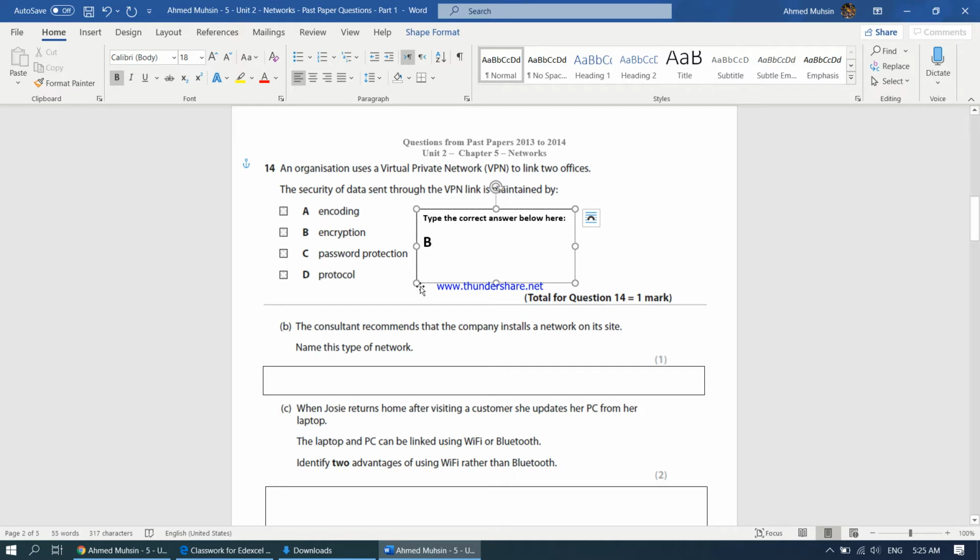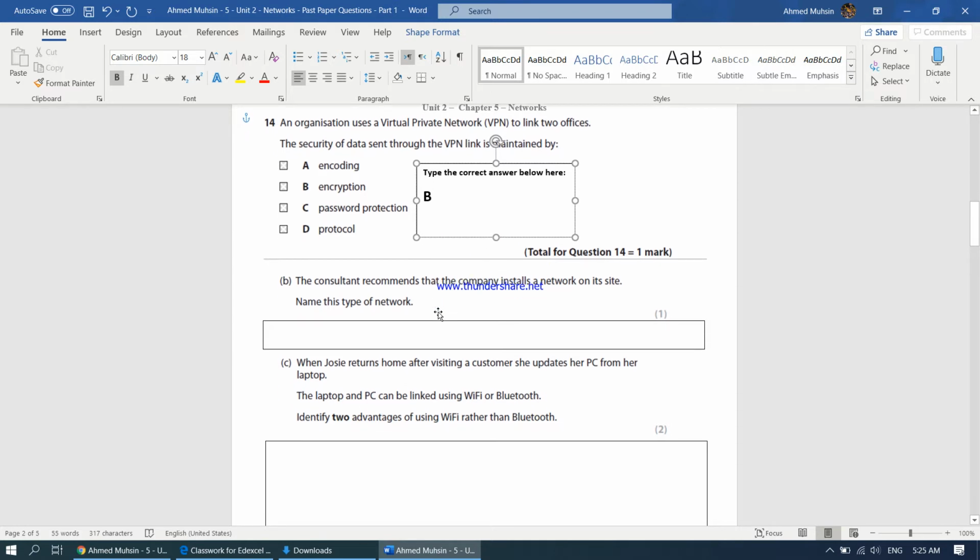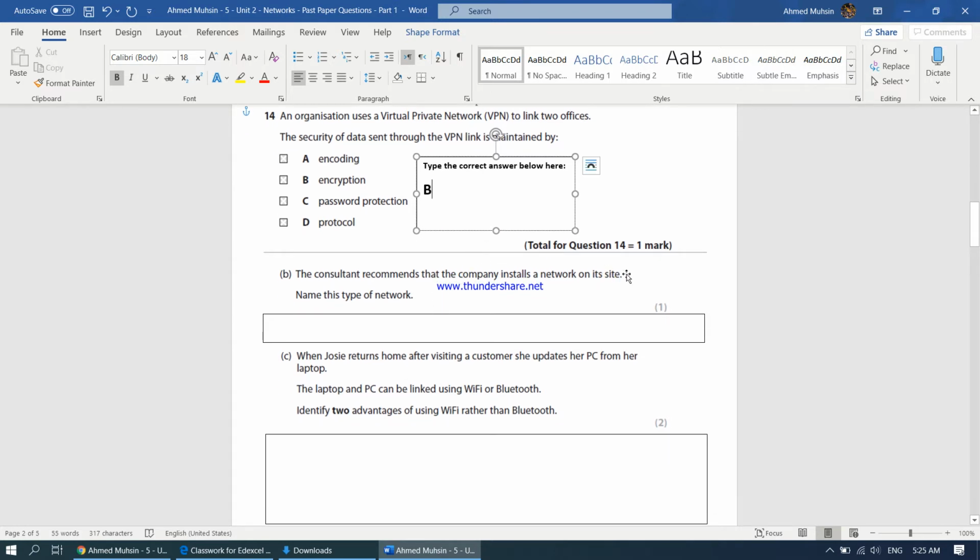Next question, the second question of page number 2. The consultant recommends that the company installs a network on its site. Name this type of network. So we are talking about a network on one particular site. So it would be local area network. Okay, because it's only in one site.